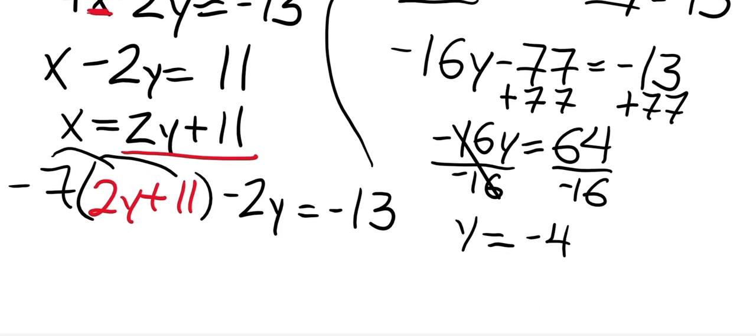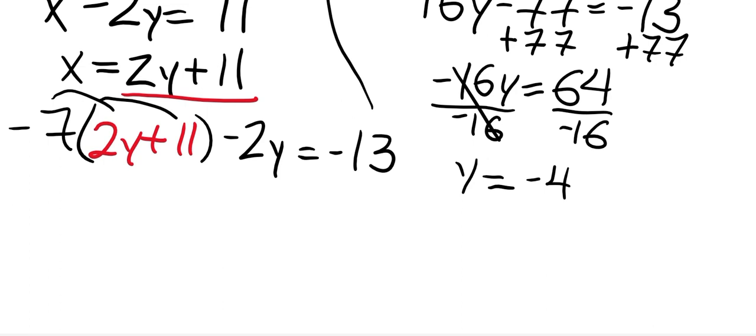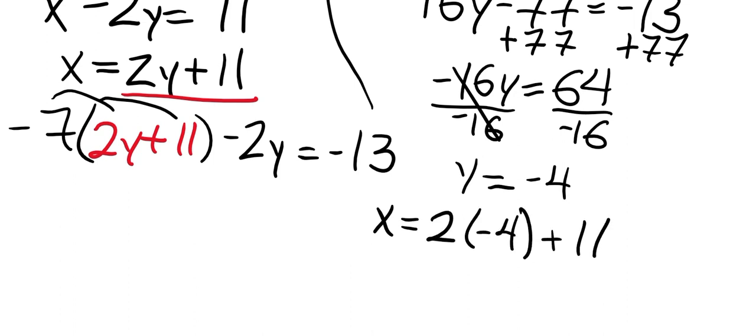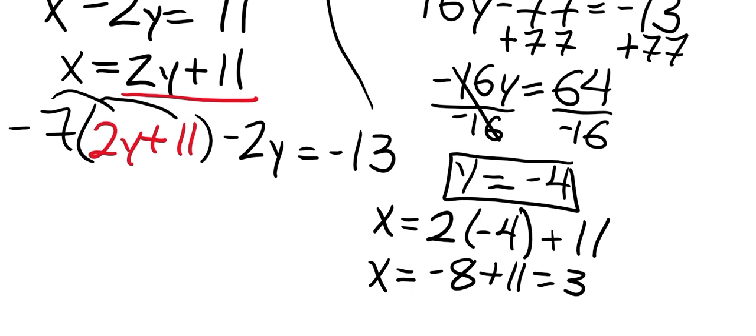In order to get the x value, we're going to plug this value into the equation that we have for x. That's x equals 2 times y, which is going to be 2 times negative 4 plus 11. 2 times negative 4 is negative 8, plus 11 is 3. So we have that y equals negative 4 and x equals 3.